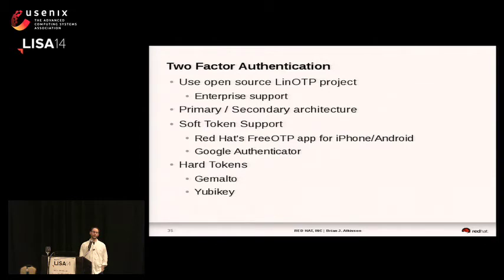We adopted the LinOTP project, and we've since formed a partnership with them. We have enterprise support from LinOTP, and this is an open source one-time password system. It has a primary-secondary architecture, and this allows pretty much standards-based tokens, so users can use whatever soft or hard tokens they want to. Red Hat has written a free OTP application that's available on iPhone and Android that I use simply because I like it better than Google Authenticator. It allows you to have multiple authentication sources and one-time passwords on the same screen. So it's kind of nice.